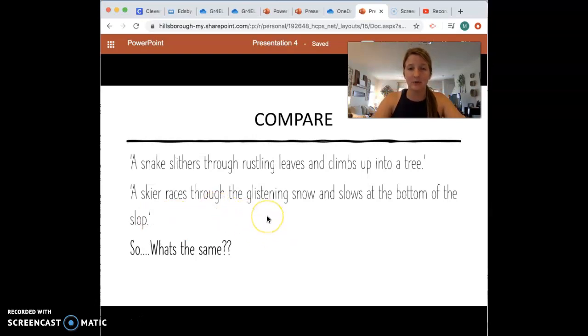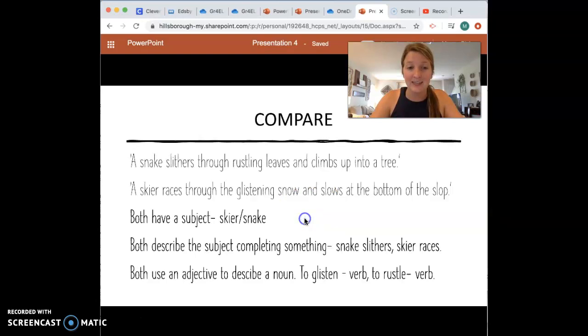All right, what about the verbs, the actions? Go ahead and take a second to identify the verbs. All right, so you should have said races and slows. All right, so what about the adjective in the sentence? All right, so the adjective is glistening. Now, if we were to take off the ing and have glisten, is that an action? Yes. Glisten is an action, and so therefore it is a verb.